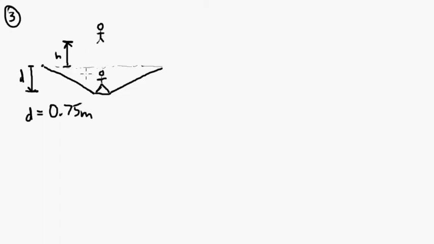So I'm going to call this state 1 here, where he's got the trampoline depressed by 0.75 meters. This is like the bottom of his bounce, so he stopped moving down there. And then up here, he is at the very top of his flight, so he has also stopped moving here at state 2.